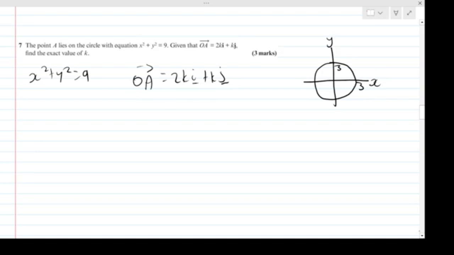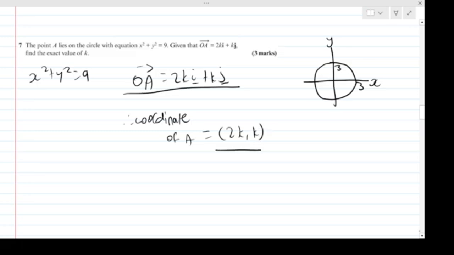But this goes back to what I spoke about at the start, where position vectors are basically just coordinates. So we can go from the vector world to the xy world by utilizing that the position vector is just the point, it's the coordinate. So this is telling me the coordinate of A. If we're given this position vector of A, the x part is going to be 2k and y is going to be k. And there we are.